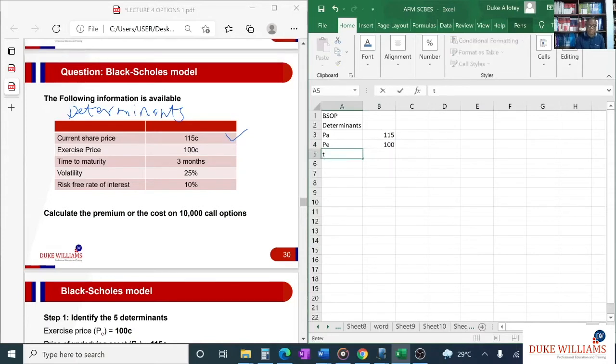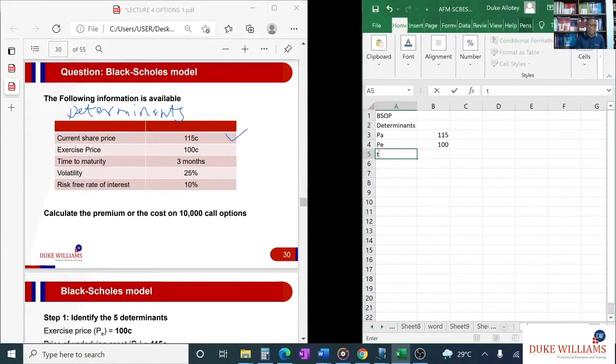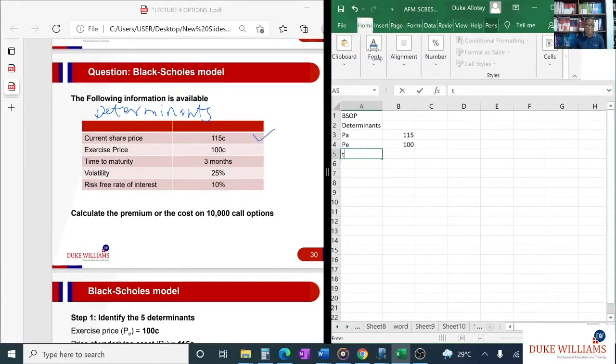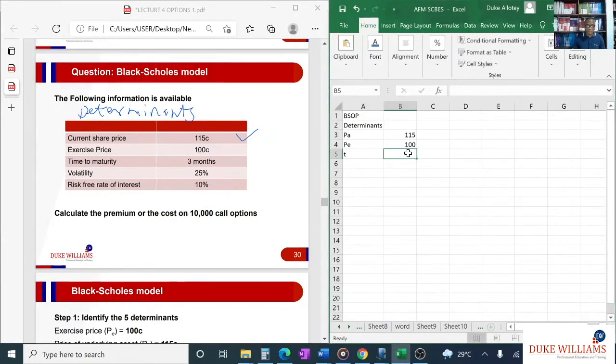Then time to maturity. That's 3 months, which comes as 3 out of 12, so the marker can see that. Then volatility, our S, which comes to 0.25, and then the risk-free rate of interest, 0.1, that is 10%.